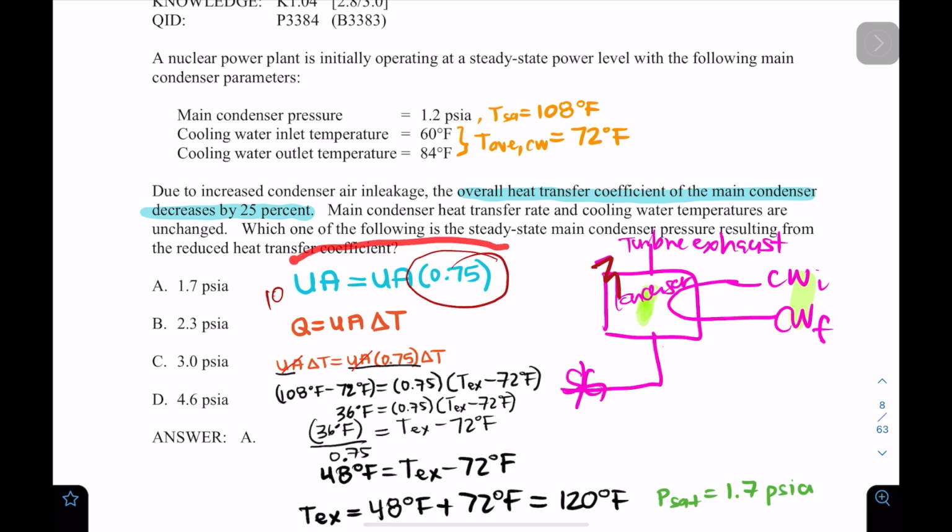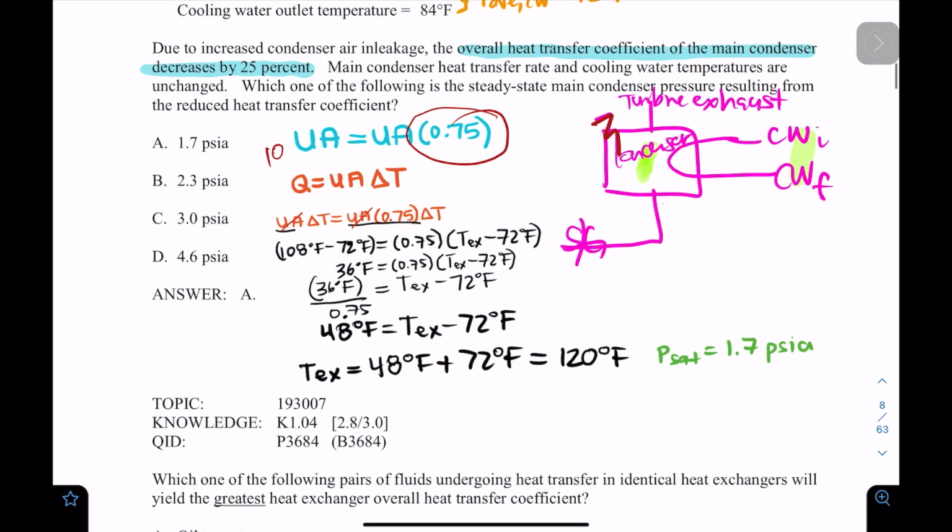I have this formula because we're talking about my overall heat transfer coefficient. We know that Q is equal to the heat transfer coefficient times my delta T. I end up with this formula right here because I cancel this out. It's the same, so delta T equals 0.75 times delta T. So I just plug and play.